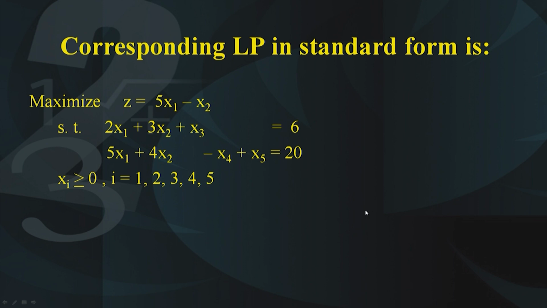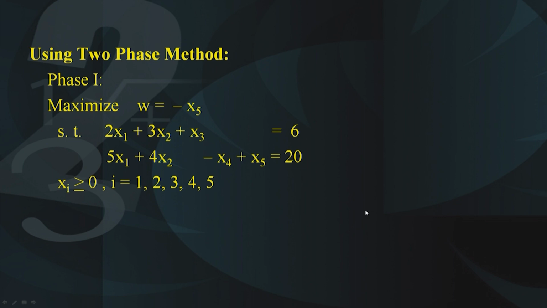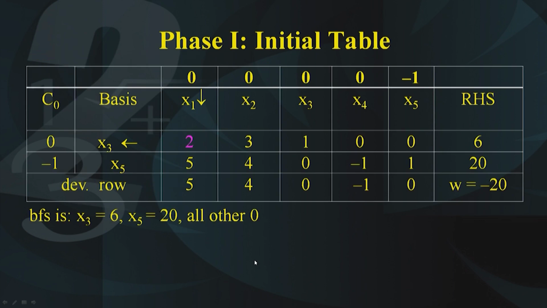This means that the problem becomes a 5 variable problem and we will solve it with the help of the two phase method. The first phase of the method means that we have to minimize the sum of the artificial variables. As you know, there is only one artificial variable and we want to maximize minus of this artificial variable, that is maximization of minus x5, and the constraints are as they are. So, we will put all this information in the form of a table.